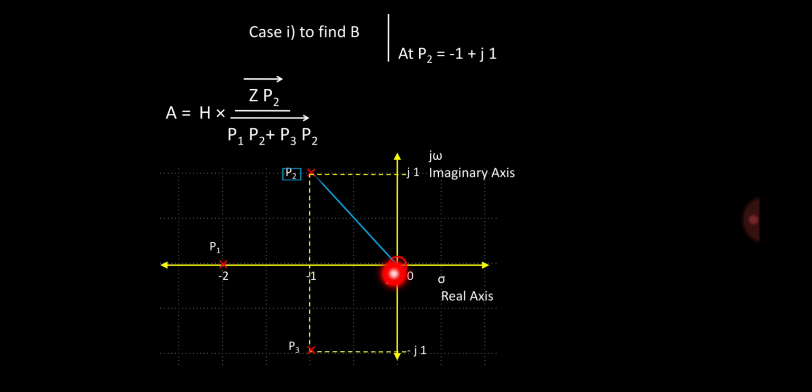Now what is the angle? So we have to measure this angle. So this angle comes to be 90 plus 45. So this angle is 135 degrees. So root 2 angle 135 degree is in the numerator.